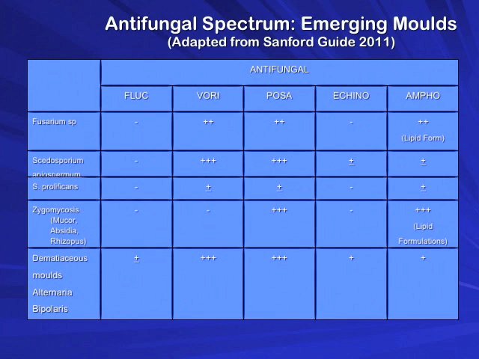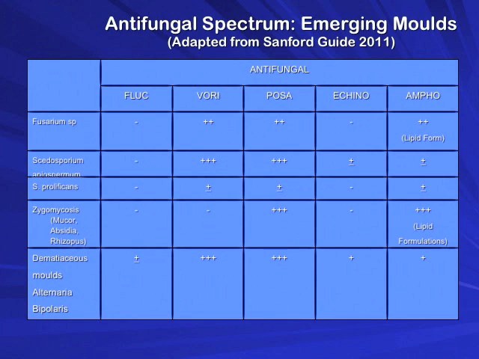Okay, so in terms of fusarium, voriconazole and amphotericin B are going to be your most potent agents. So we usually use voriconazole in combination with AmBisome in these high-risk patients.